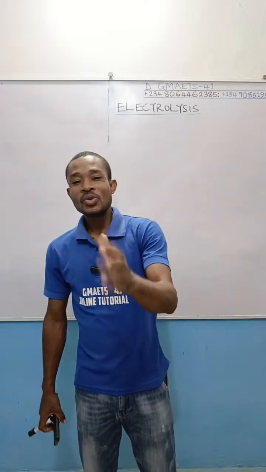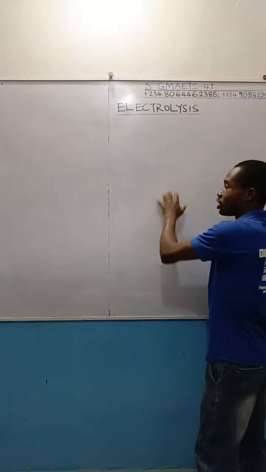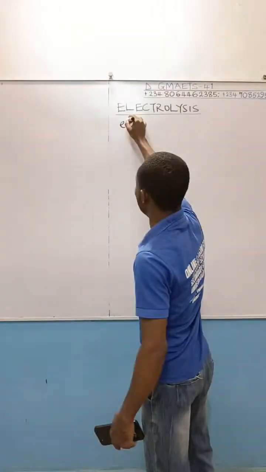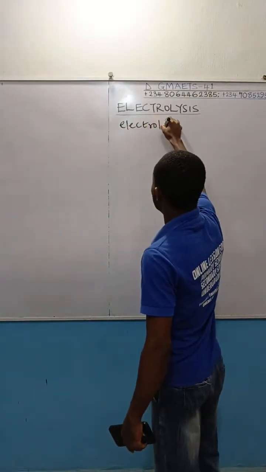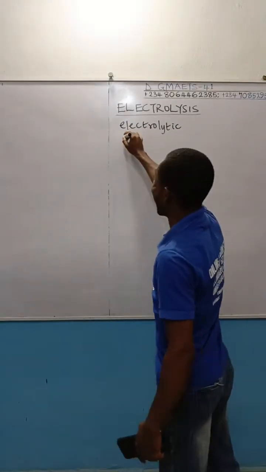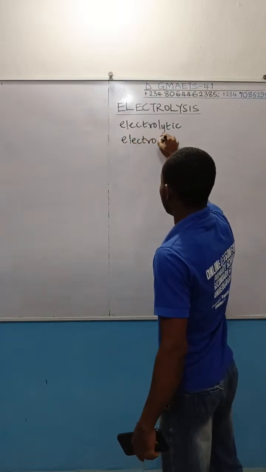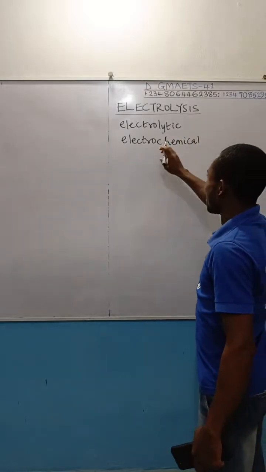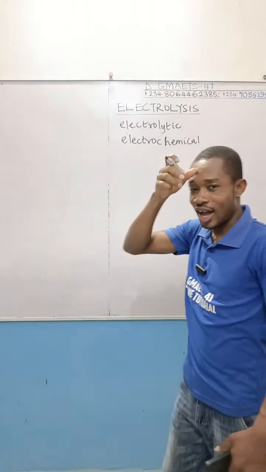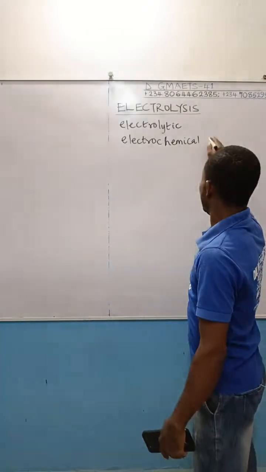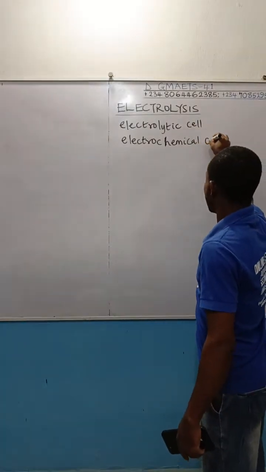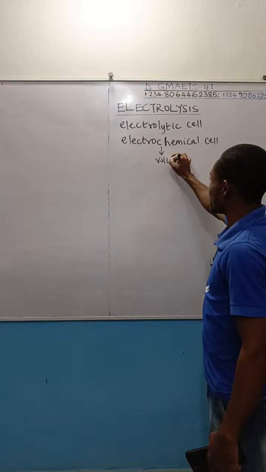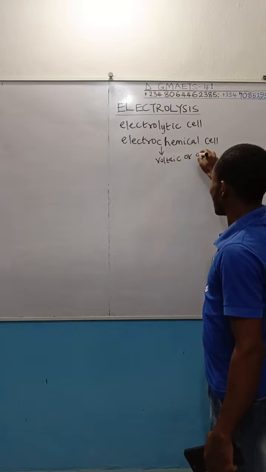Now, when you deal with this aspect of chemistry, we have what we call the electrolytic cell, and we have what we call the electrochemical cell. I talked about this concept in that video lesson, and I really encourage you to take that lesson. Are you following? It shouldn't be all about live class. I have classes that are pre-recorded. You can learn much about electrolytic cell and electrochemical cell. This electrochemical cell is also known as the voltaic or galvanic cell.